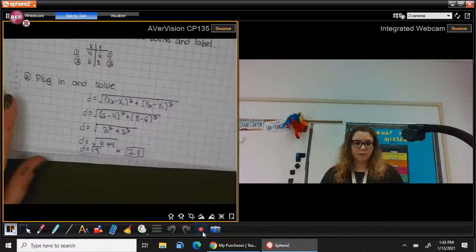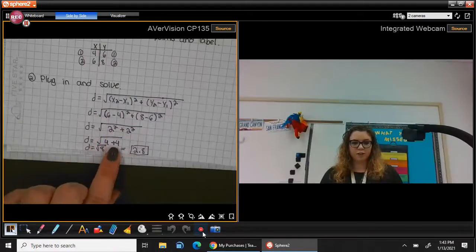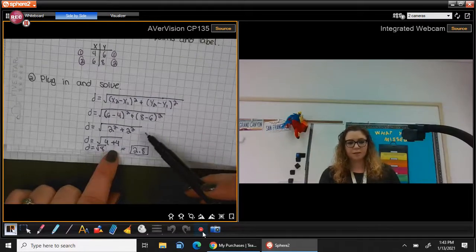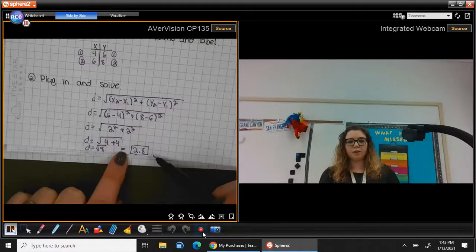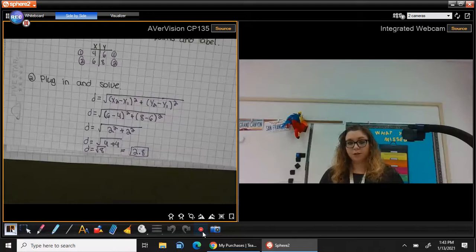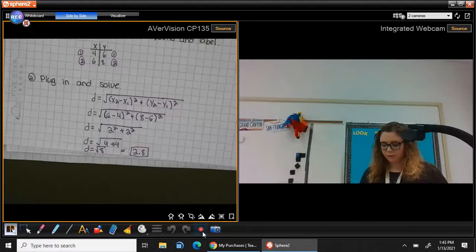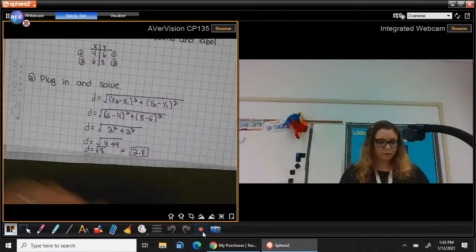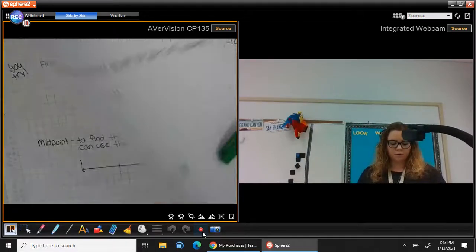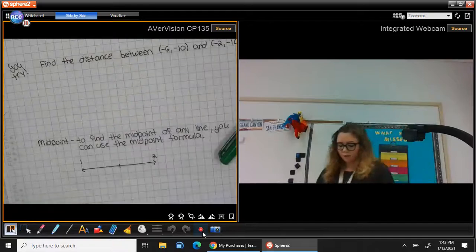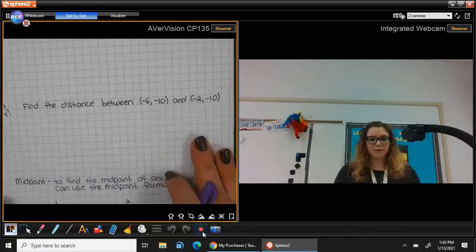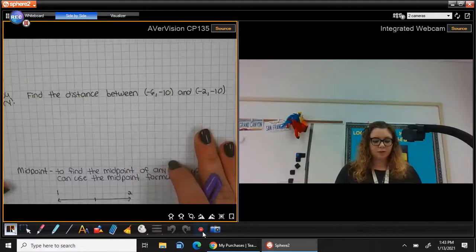So again, you just have to simplify each part. Keep the square, don't lose it. And then eventually you get down to your answer. So again, it's just plugging in numbers. Okay, let's do another one. This time it didn't give us a graph. It just gave us 2 coordinates.